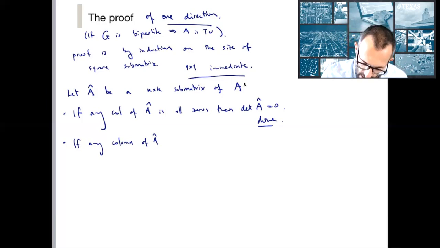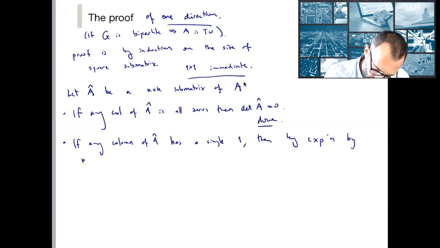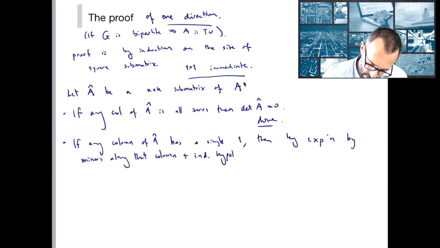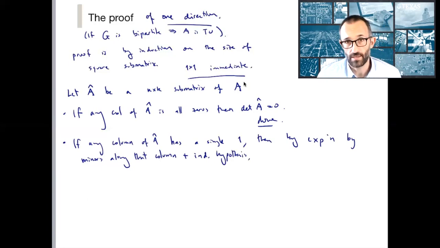So if any column of A hat has a single 1, then by expansion by minors along that column and our inductive hypothesis, we know that the determinant of A hat will just be that plus or minus 1 times the determinant of the submatrix, which is assumed to be 1, minus 1, or 0. So we are also done.